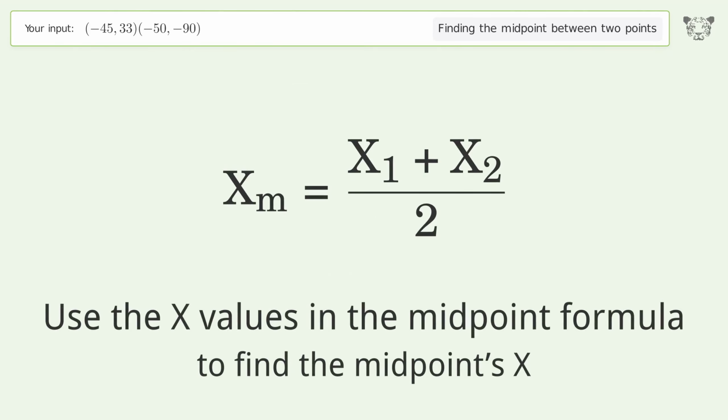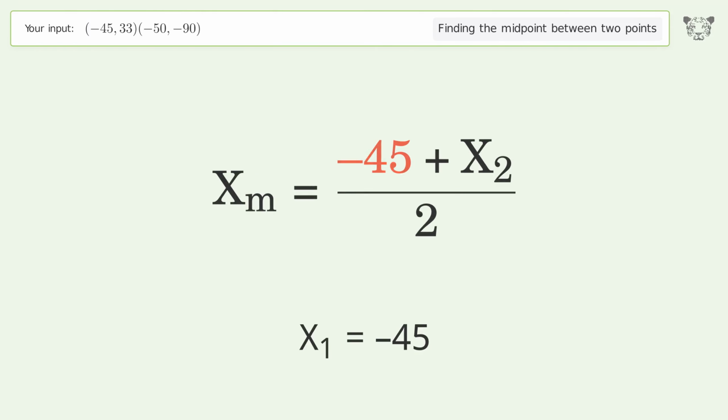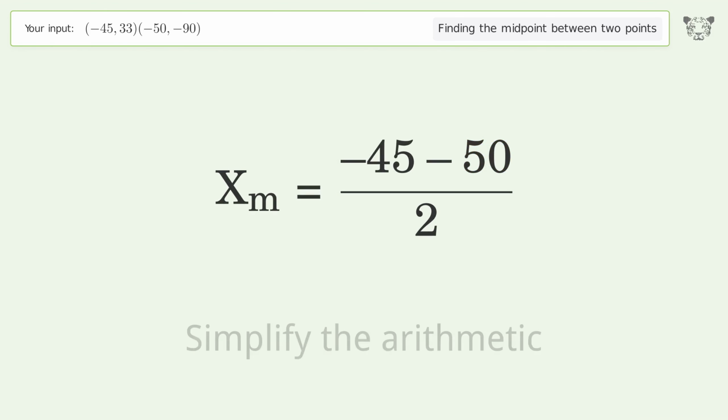Use the x values in the midpoint formula to find the midpoints x. x1 equals -45. x2 equals -50. Simplify the arithmetic.